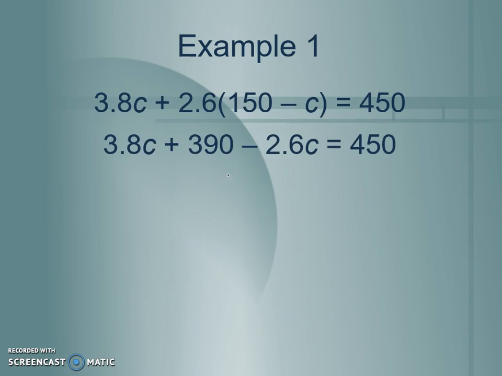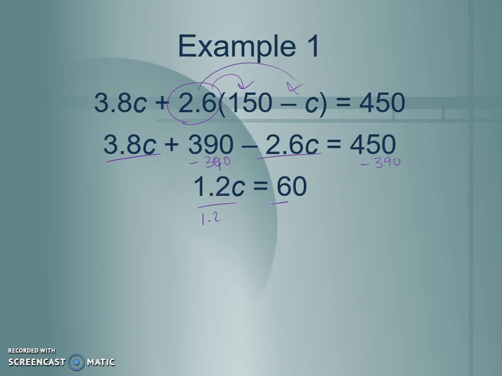So we'll distribute our 2.6 to our 150 and our negative C. Combine our like terms. So we have 3.8 and a negative 2.6 C. That gives us 1.2 C equals 60, because we also, in the same step there, they're catching on that we know how to do this now. So they're just throwing things together all over the place. They also subtracted that 390 from each side, which gave us 60.